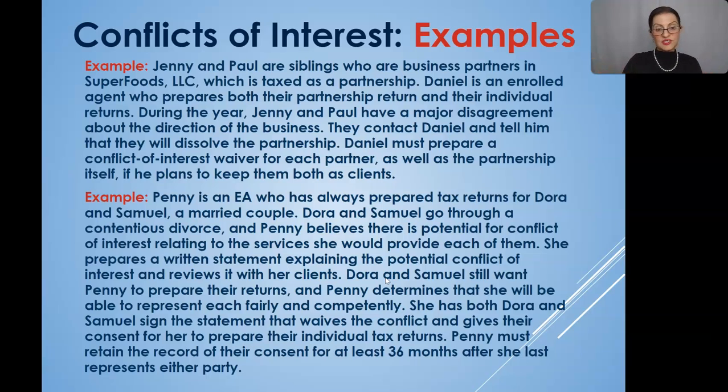But if you do decide to keep them both, and it is a divorce, then they have to sign a conflict of interest waiver. So Penny, who is the EA in this case, has both Dora and Samuel sign the statement that waives the conflict and gives their consent for her to prepare their individual tax returns. Penny must retain the record of their consent for at least 36 months after she last represents either party. And you can look these up online. You just look for conflict of interest waiver or Circular 230 conflict of interest waiver. They're pretty easy to find.